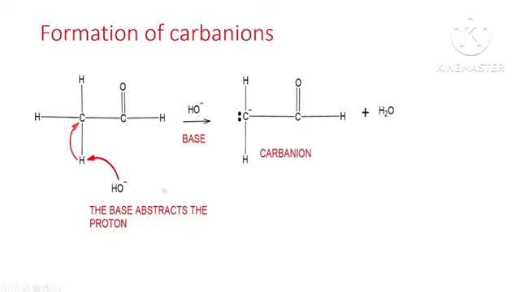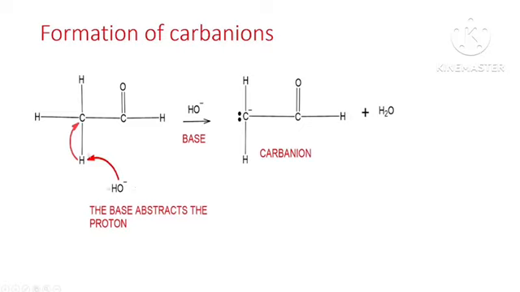Now here we say that the base abstracts the proton. So this is our base, and the base is going to help take this proton off so that we can form the carbanion. All right, but think about this. Look at the base. The base is already having a negative charge on it, so it is electron rich. It doesn't need any electron from the hydrogen, right?